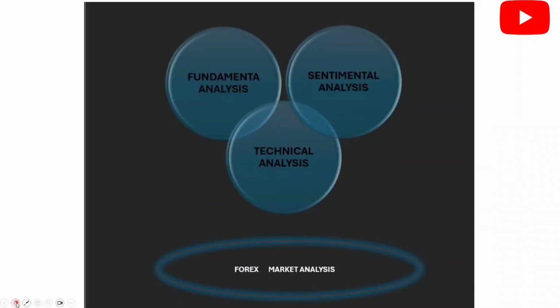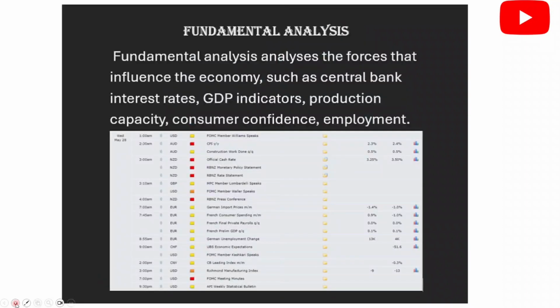What are market analyses? Like you can see here, we have fundamental analysis, we have sentimental analysis, we have technical analysis. These are all analyses that are used by forex traders, analyzers, to analyze this market, to trade and make money from the forex market. So there are a lot of analyses that people use, and I'll be starting with fundamental analysis.